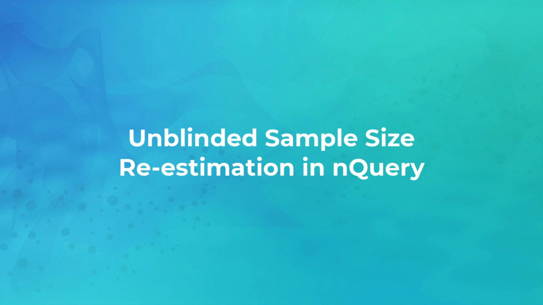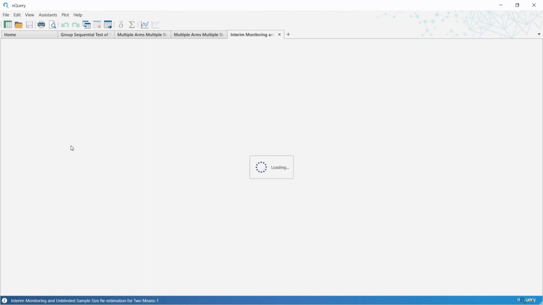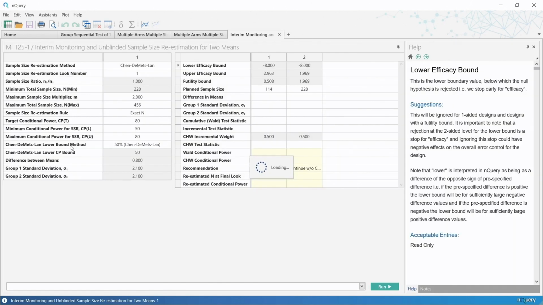Now that we've done a group sequential design, let's see how this could be extended to allow for an unblinded sample size re-estimation. To do this in nQuery, we simply need to select the interim monitoring and sample size re-estimation button. This will open up a new table which allows for unblinded sample size re-estimation and interim monitoring.